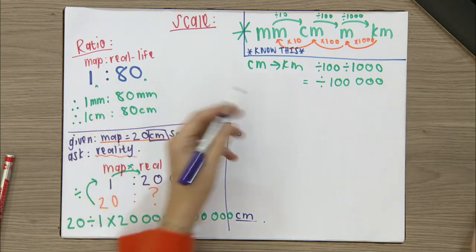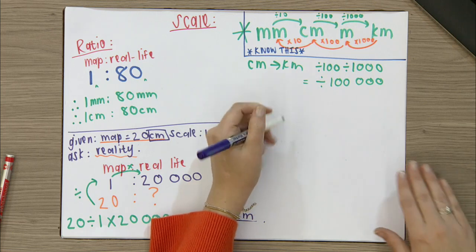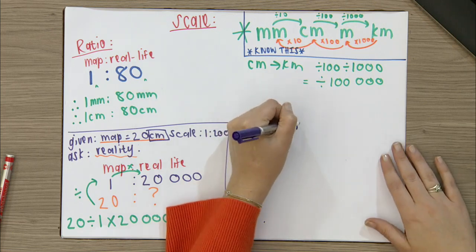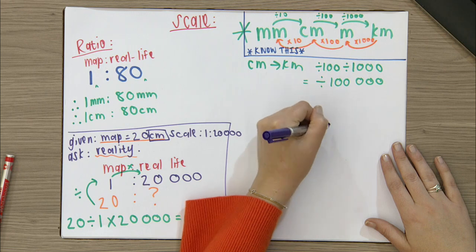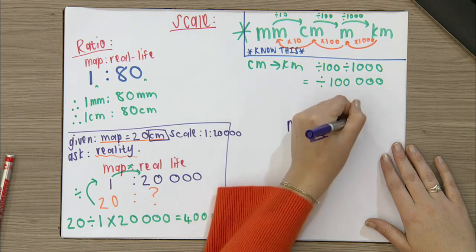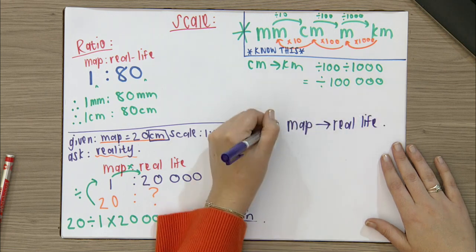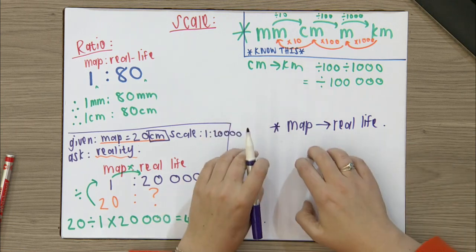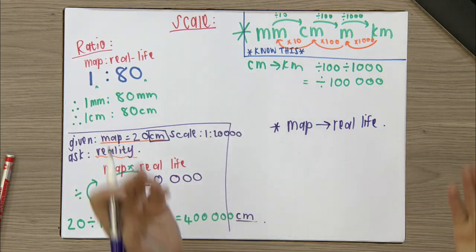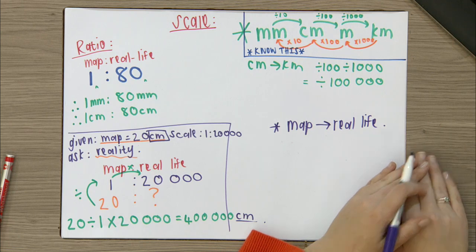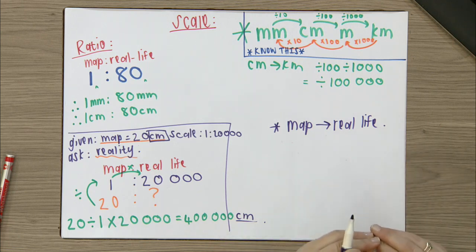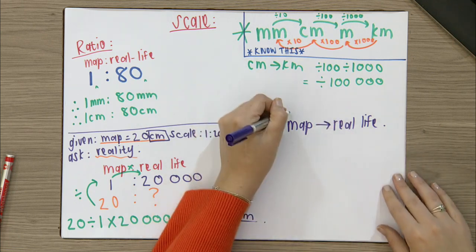Now, we've now practiced if they give us the map and we need to go to real life. So what you need to remember is if you think about a map of your school, even a plan of your school, and real life, you know the map is going to be a small picture.